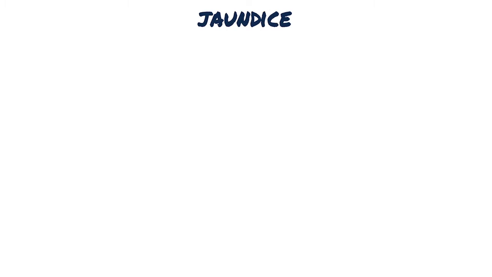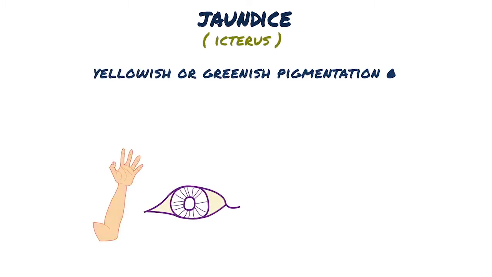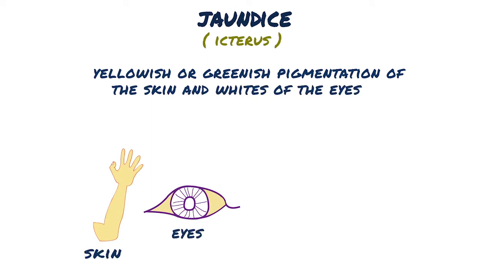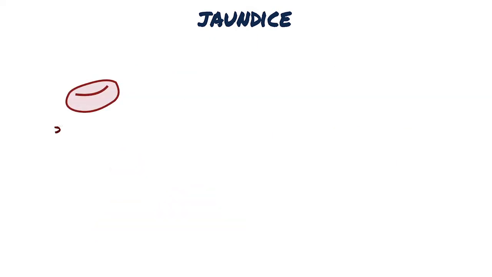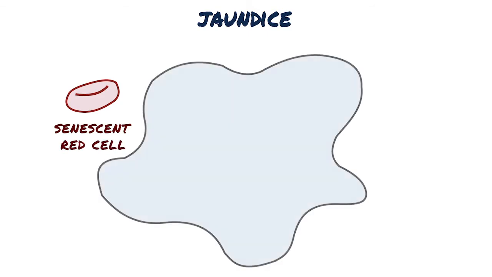Jaundice, also known as icterus, is a yellowish or greenish pigmentation of the skin and whites of the eyes due to high bilirubin levels. The majority of daily production of bilirubin is derived from breakdown of senescent red cells by the mononuclear phagocytic system, especially in the spleen, liver, and bone marrow.